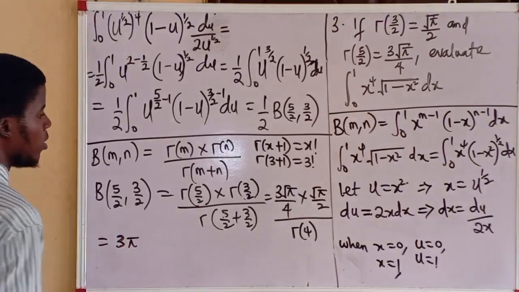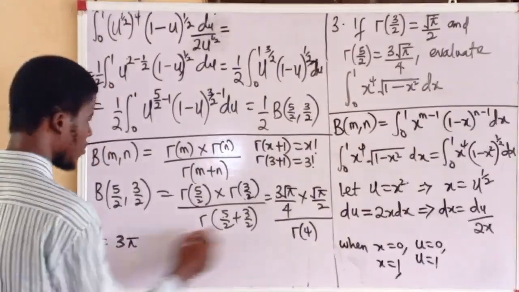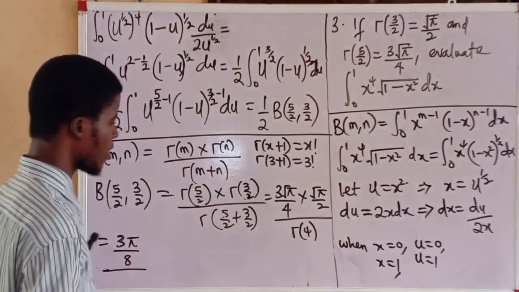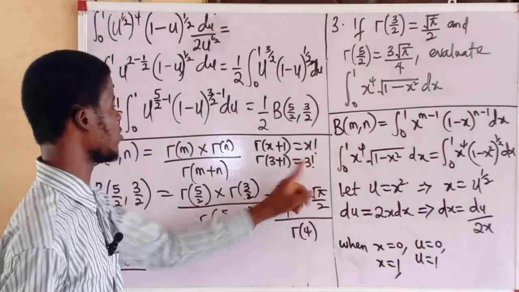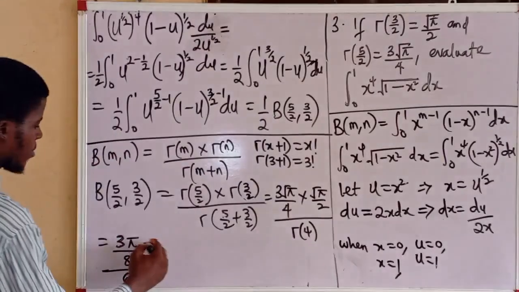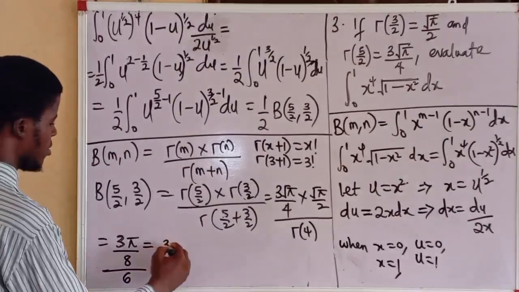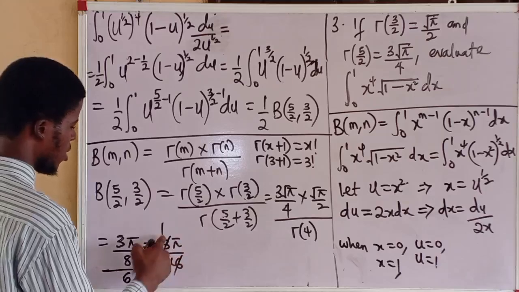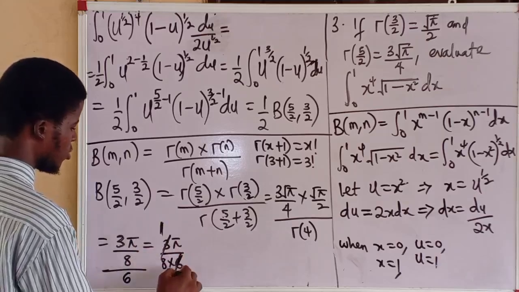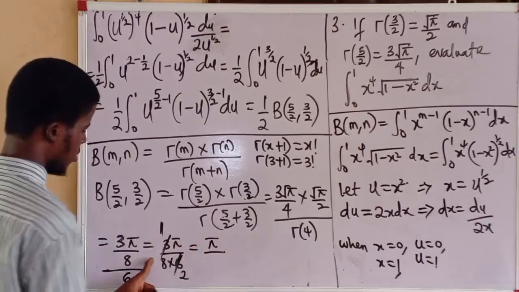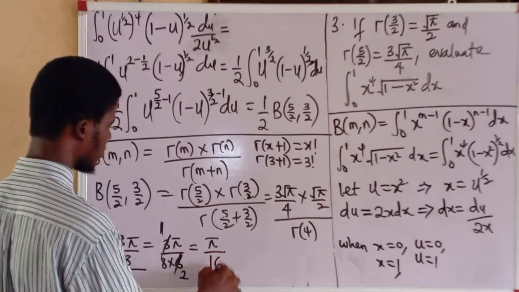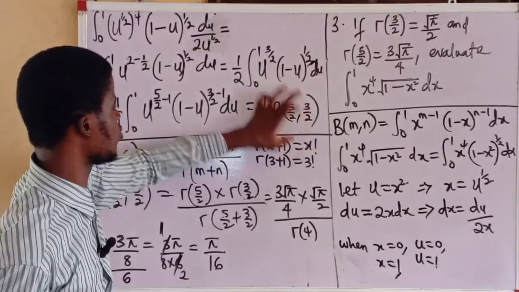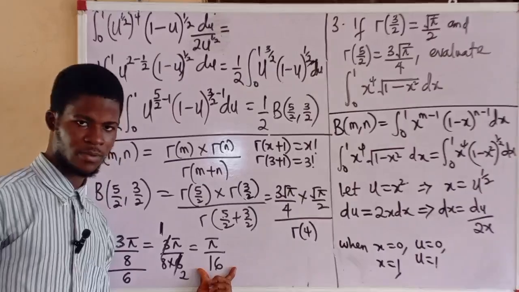By the law of surd, √π times √π is pi. 4 times 2 is 8, so we have 8 all over. We said that gamma of 4, which is 3 factorial, is 6. So we have 3π all over 8 times 6. Cancelling, 2 here is 1, 3 here is 1, and 3 here is 2. So we have pi, and 8 times 2 is 16. So beta of 5/2 and 3/2 is pi/16.